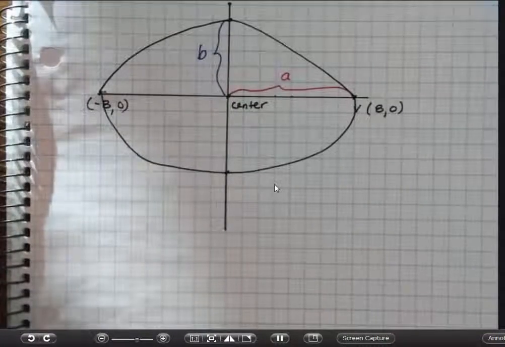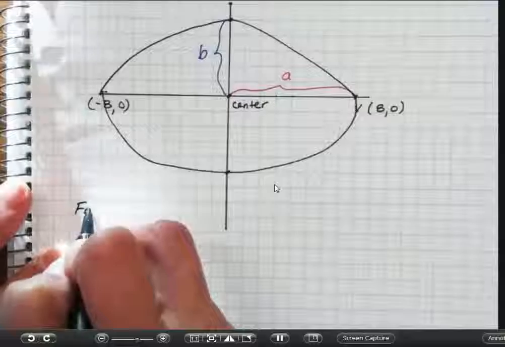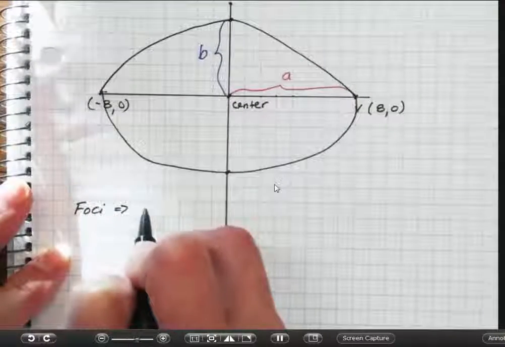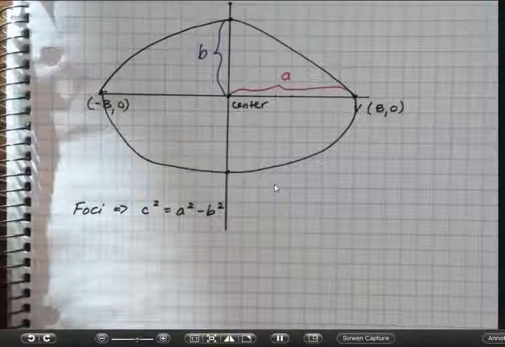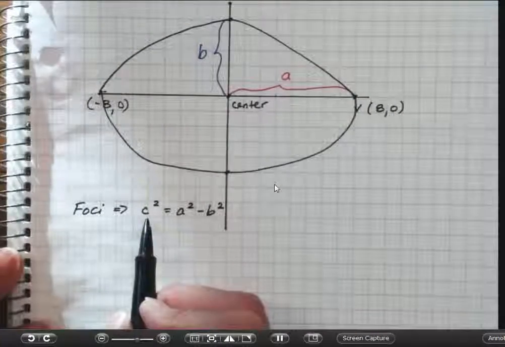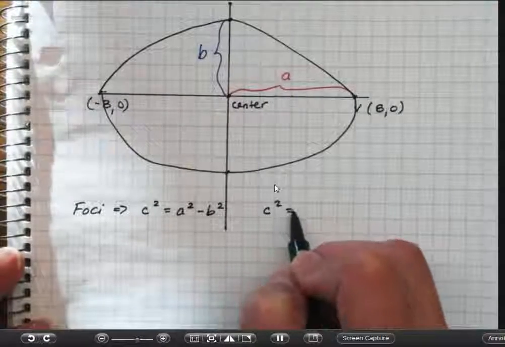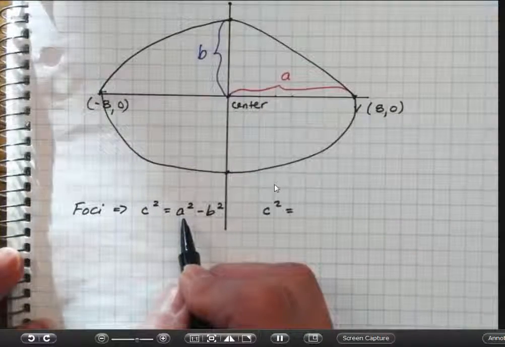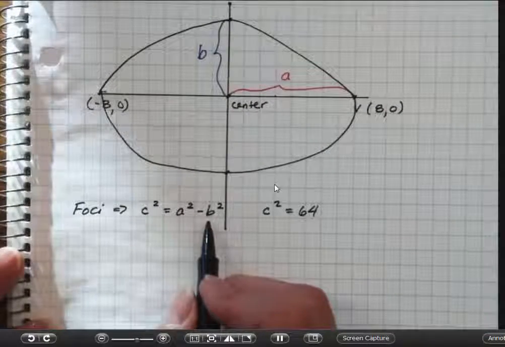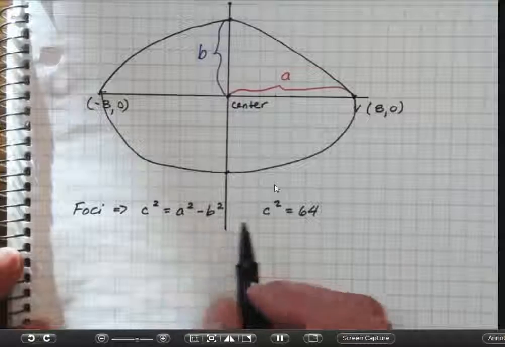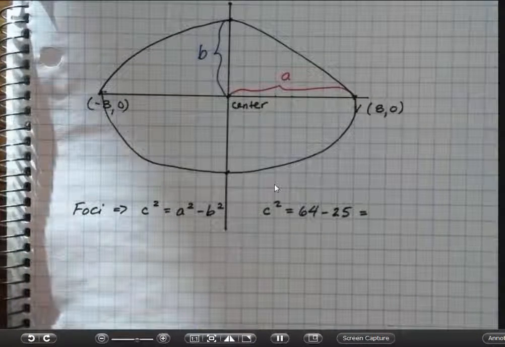football. Okay, we're still asked to find the foci and the eccentricity. So remember, our foci are found by taking c squared equal to a squared minus b squared. I don't know what c squared is, but I do know what a squared and b squared are. So a squared was what I had underneath my x, which is 64, the larger denominator, minus b squared, which is what I had under my y, the smaller denominator. And when I subtract the two of them, what do I get?